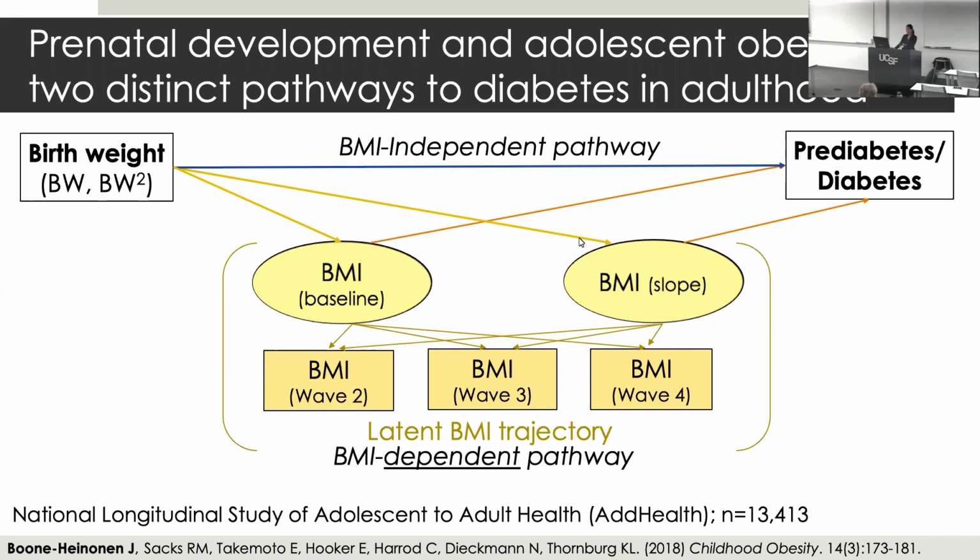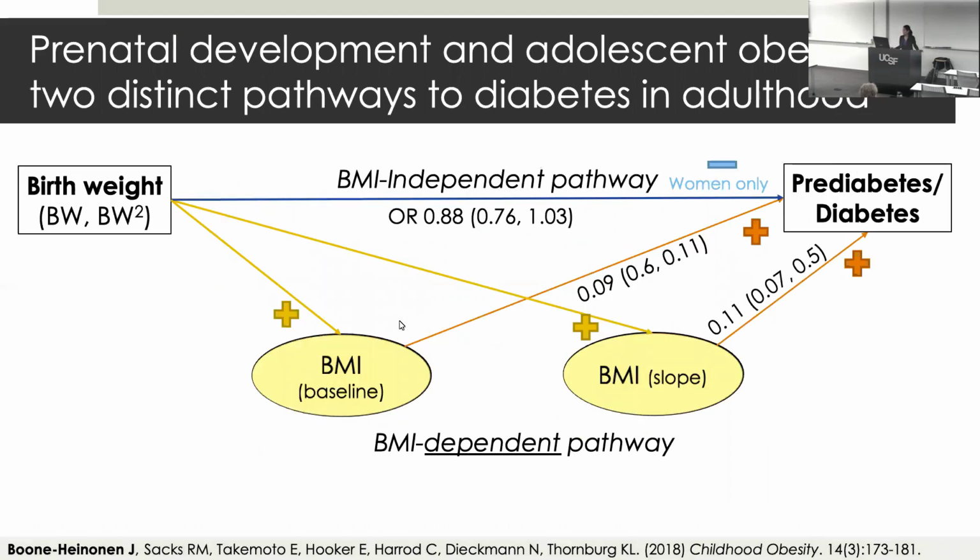We used this AddHealth data to test this hypothesis. This is using structural equation modeling, which essentially estimates each of these pathways simultaneously. And this is what we found. Okay, so the birth weight was modeled as a quadratic term. So again, that sort of U-shaped pattern, but it was kind of monotonic. So I just showed the directions here to make it a little bit simpler to look at.